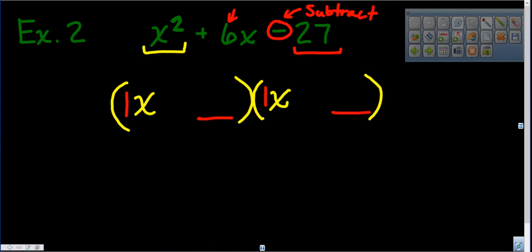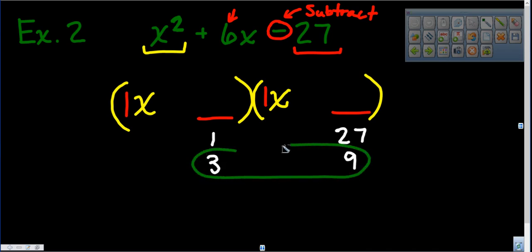So what numbers can multiply to give me 27? You can make a full list if you wish, but some of us may already know the answers. 1 and 27, and 3 and 9. So those are the only two pairs of numbers that will multiply to give me 27. And which of those can I subtract to get a 6? Well, that's a 3 and a 9. So I'm going to put a 3 here and a 9 here. And I want to get a positive 6.